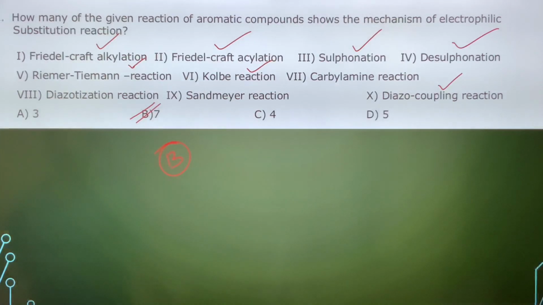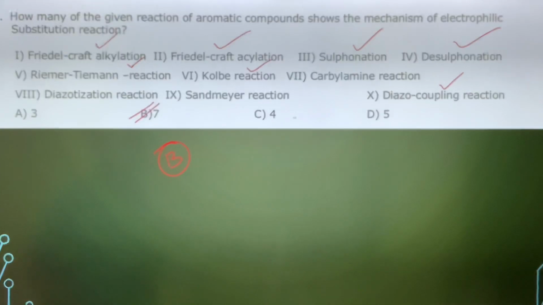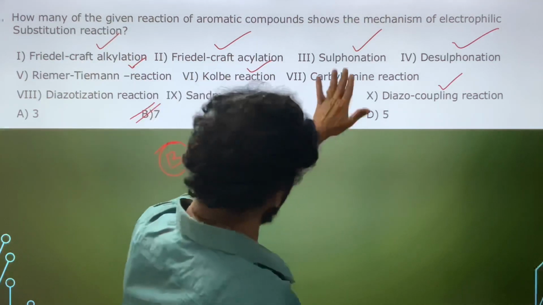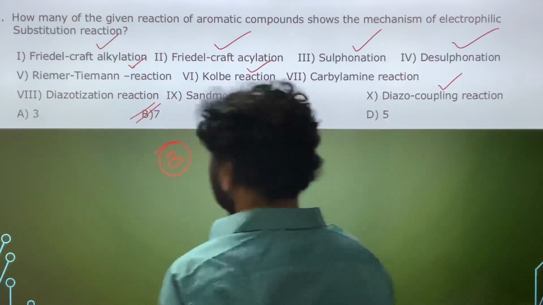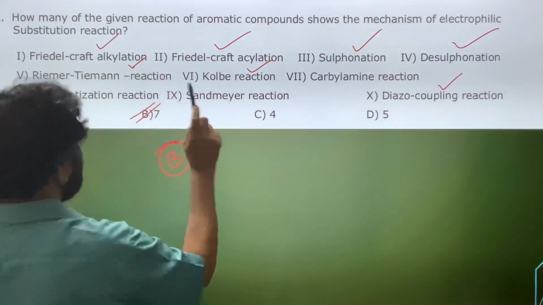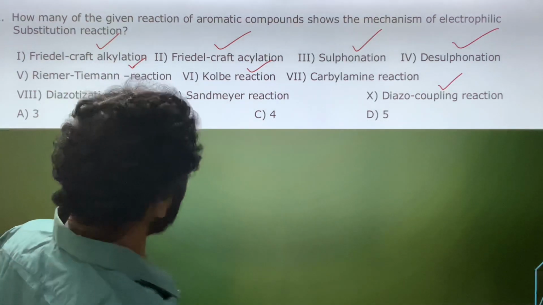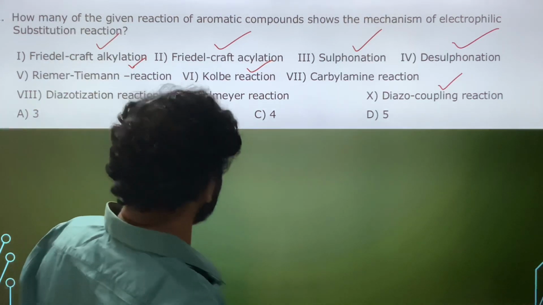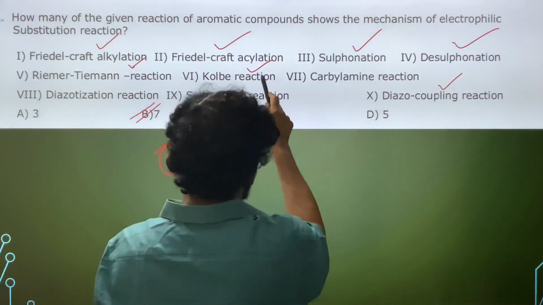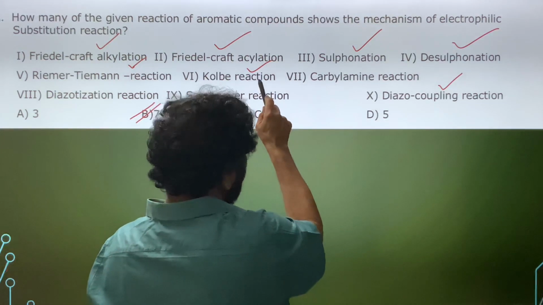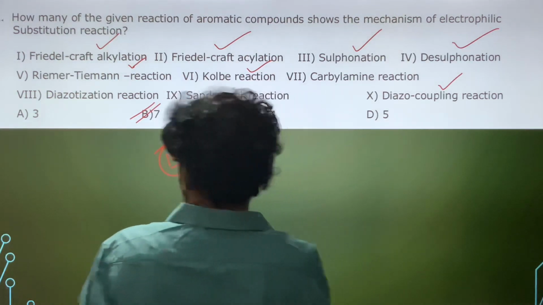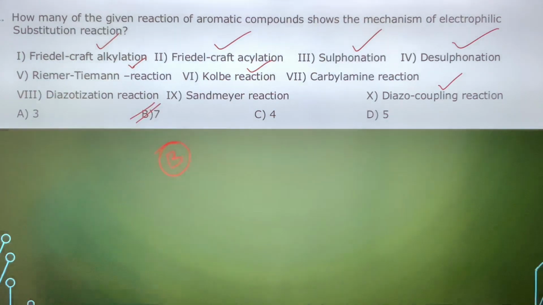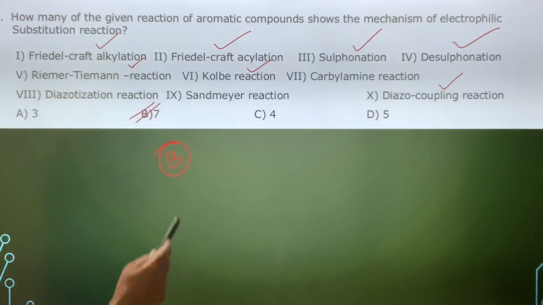And how many of the following given reactions are aromatic electrophilic substitutions? Friedel-Crafts alkylation is. Friedel-Crafts acylation is. Sulfonation is. The Reimer-Tiemann reaction is. The Kolbe reaction, with carbon dioxide as electrophile, for benzoic acid preparation, is electrophilic. Then the diazo coupling reaction also, the azo dye formation.